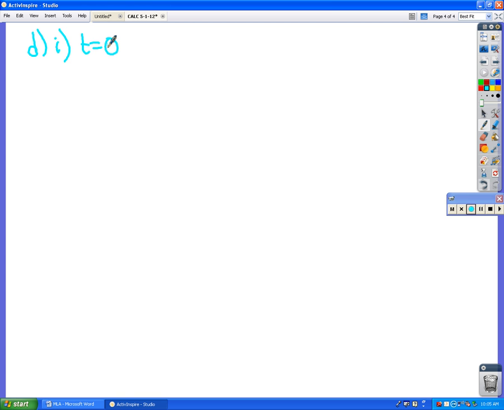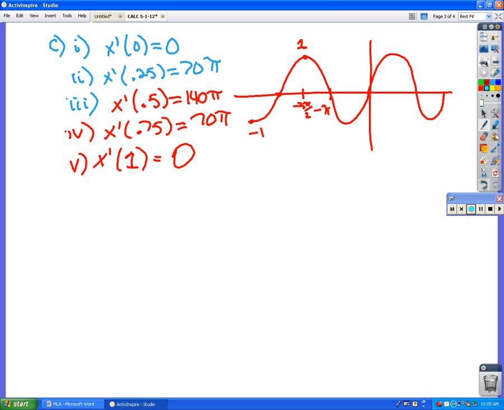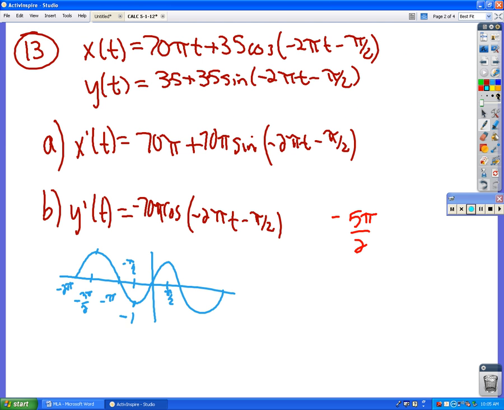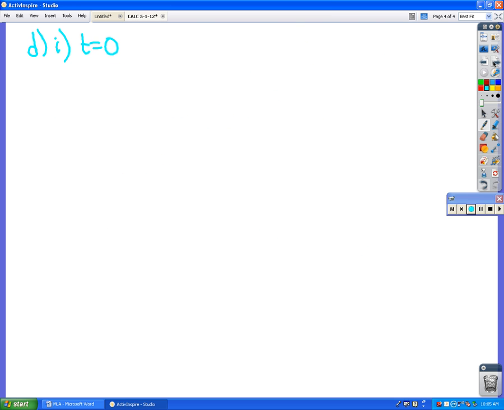All right, so then for D, we're doing it for the y stuff. Let me write down the y derivative here. Negative 70 pi cosine. So y prime of t is negative 70 pi cosine of negative 2 pi t minus pi over 2, right? Is that what you guys have? Okay, so when t equals 0, y prime of 0, I have to plug 0 in here for t.